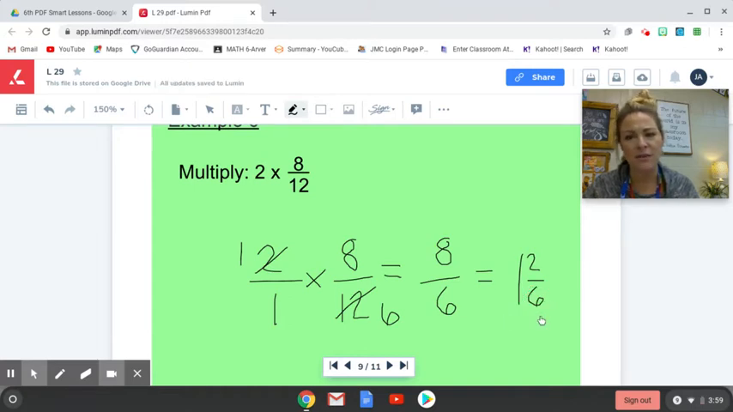1 and 2/6, 2/6 is not complete. That can be reduced. Our whole number stays the same, but 2/6 can be reduced. Those are both even numbers and can be divided by 2. 2 divided by 2 is 1. 6 divided by 2 is 3. 1 and 1/3 is our final answer. Lots of steps in that one.